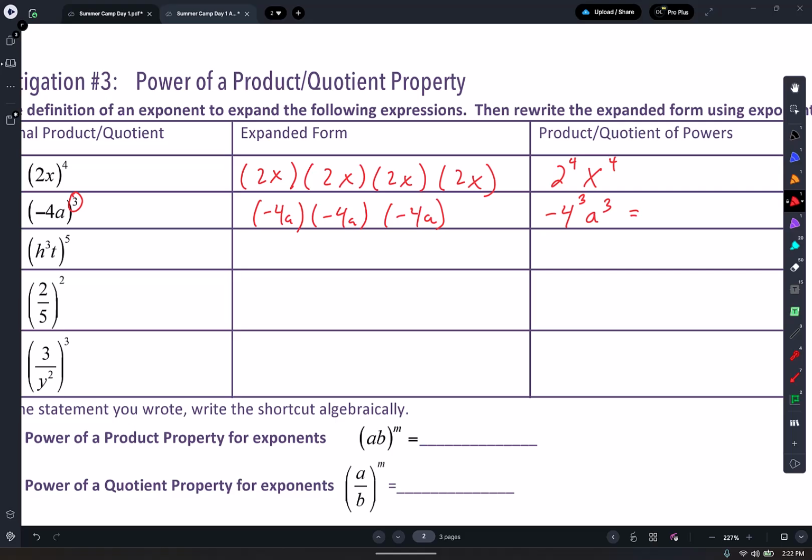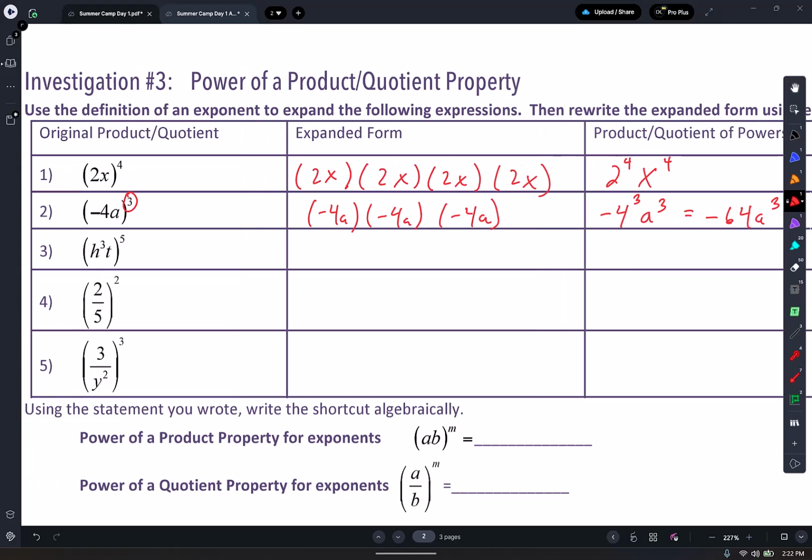Negative 4 to the 3rd power. So negative 4 times negative 4 is a positive 16. And then positive 16 times negative 4, what's that? 16, 32, is negative 64. Negative 64, a cubed. I got to go in pieces. Are we still okay? Okay.